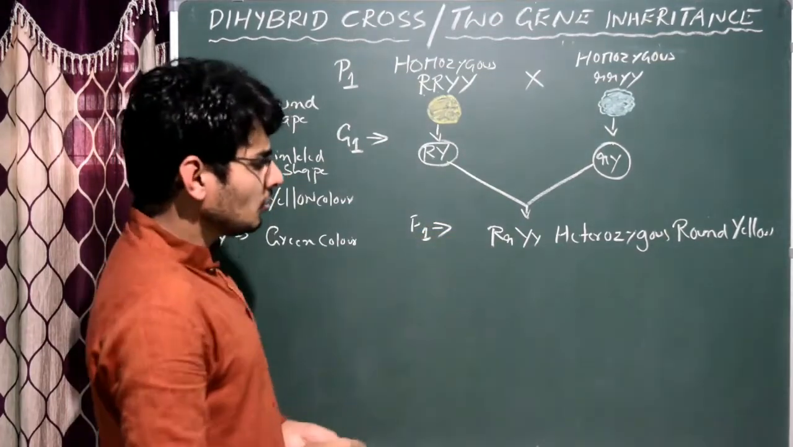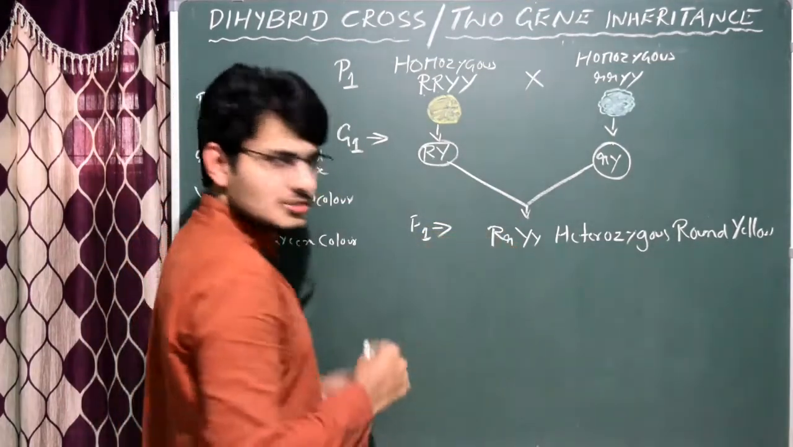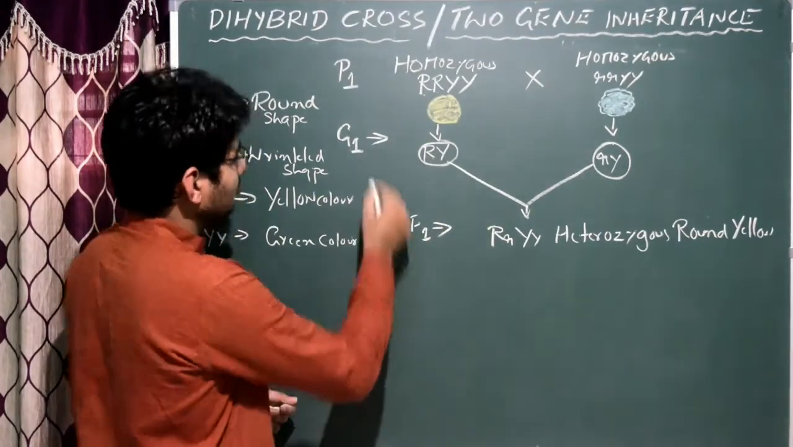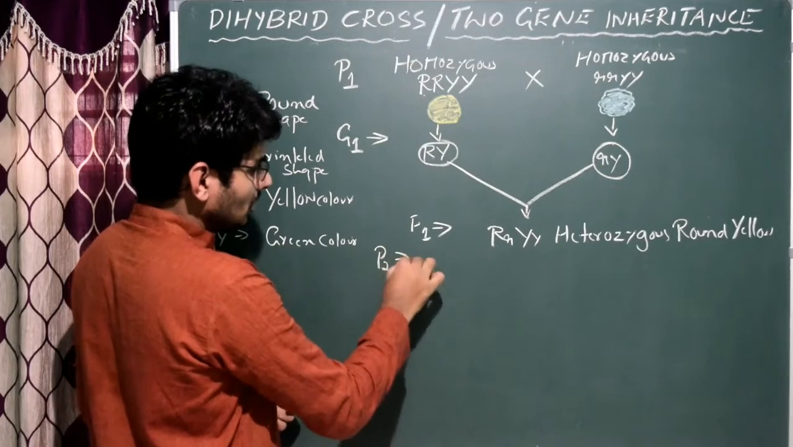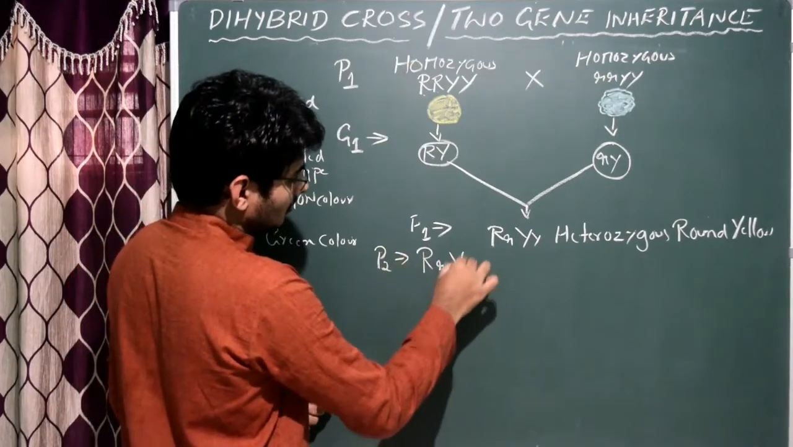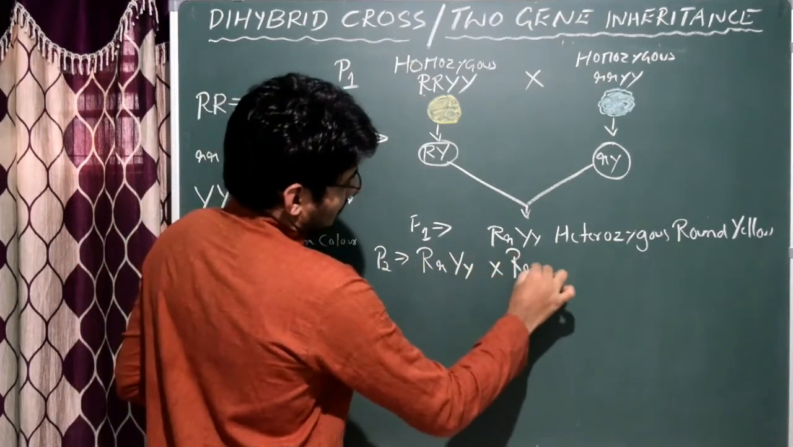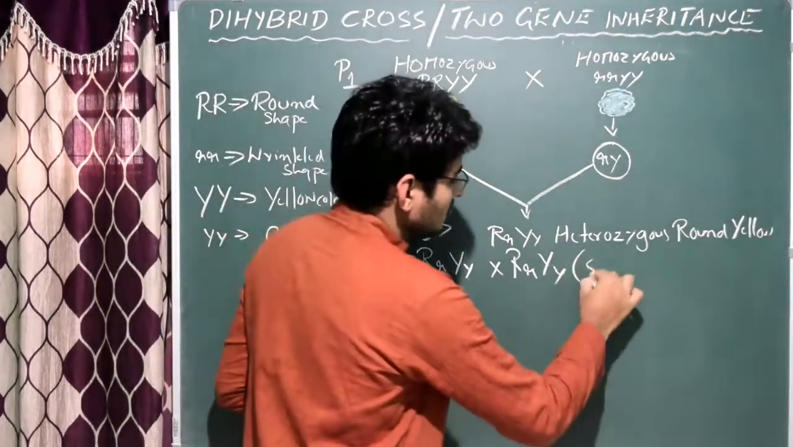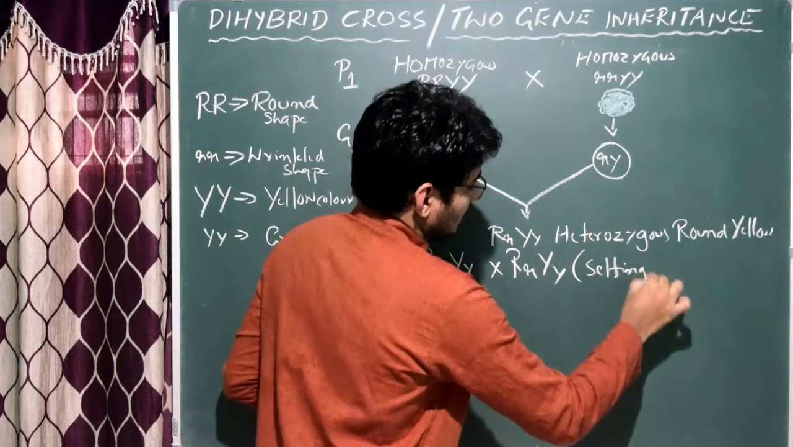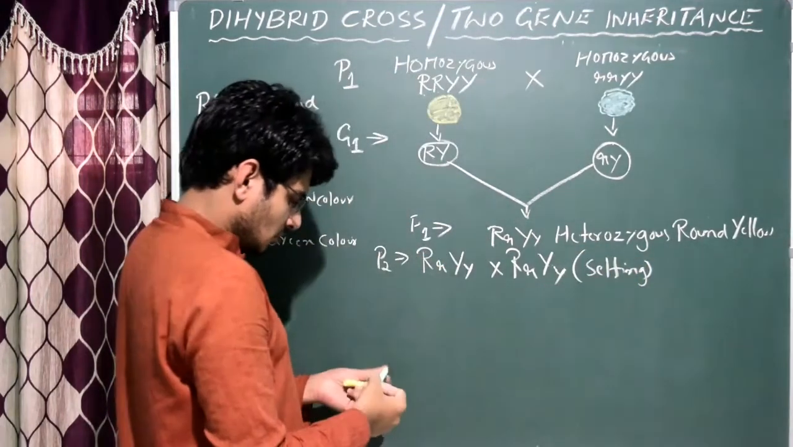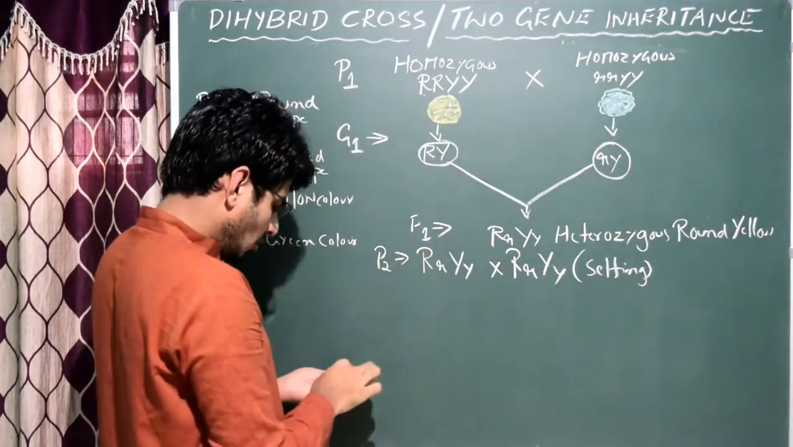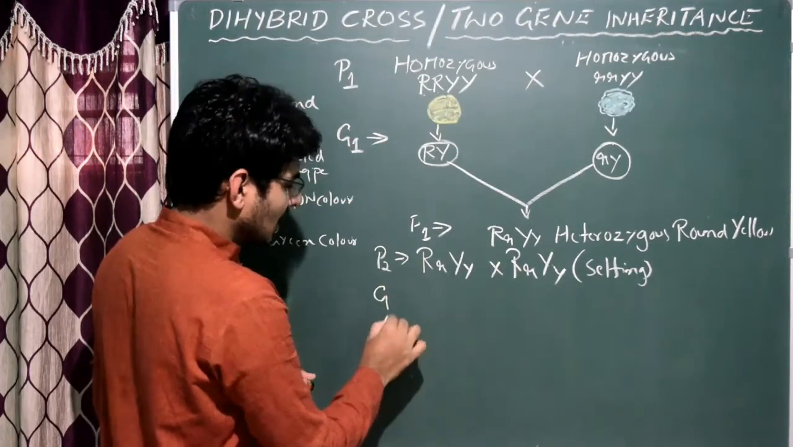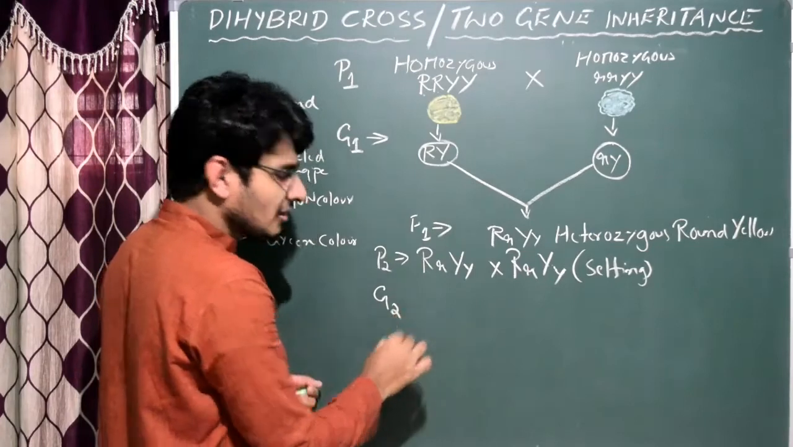Now we have to self this, same as in Mendel's monohybrid cross experiment. So we write P2. Here we are going to self the F1, that is self-pollination. In the bracket, please mention self it. Before you self it, you must take out the possible gametes. This is a dihybrid cross, so here you get 4 different gametes.